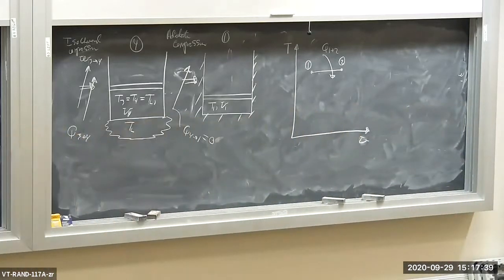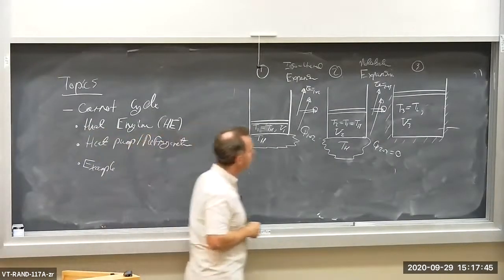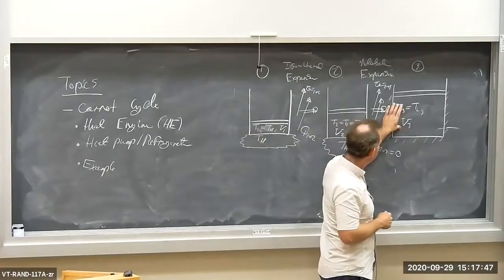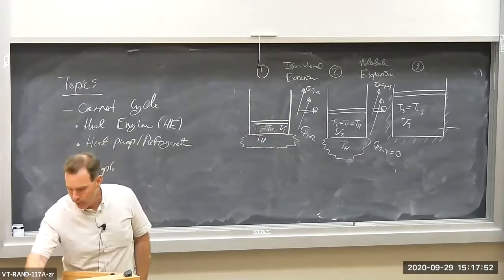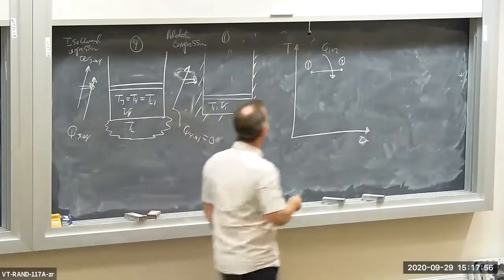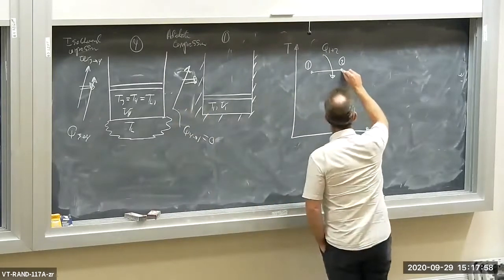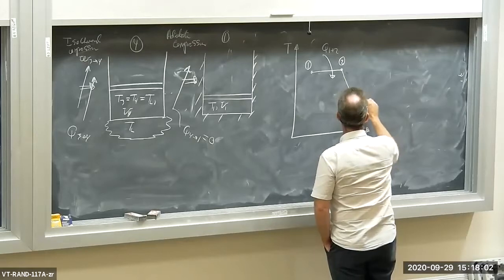Let's look at process 2 to 3. Process 2 to 3 is adiabatic expansion. So volume increases and temperature falls because we don't have any heat transfer. The boundary work is resulting in a reduction in internal energy. So we have an expansion with a fall in temperature. So this is state 3.